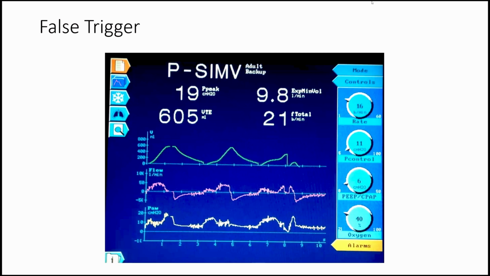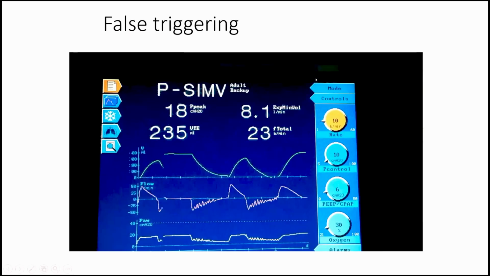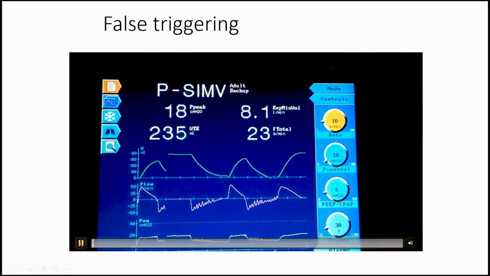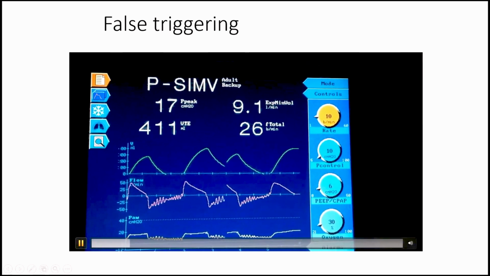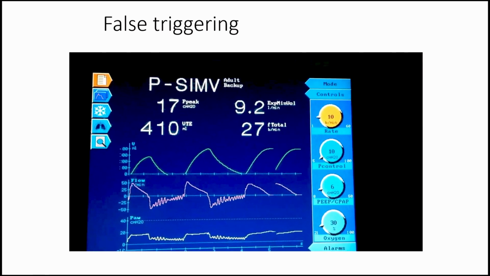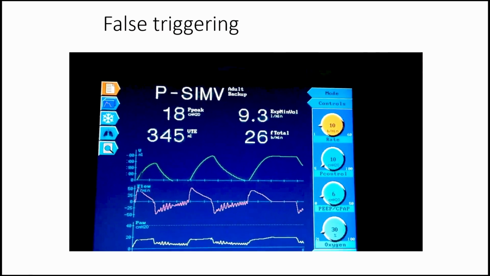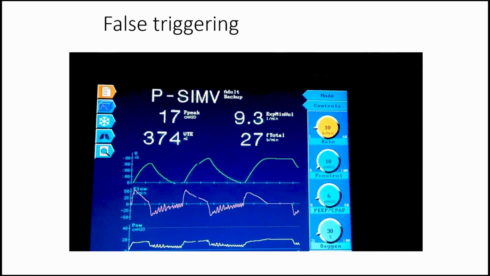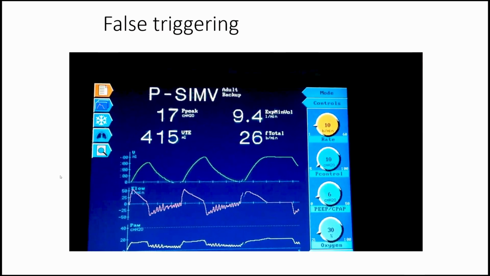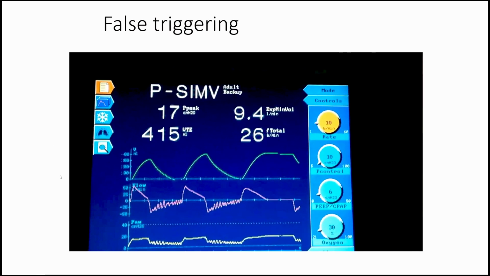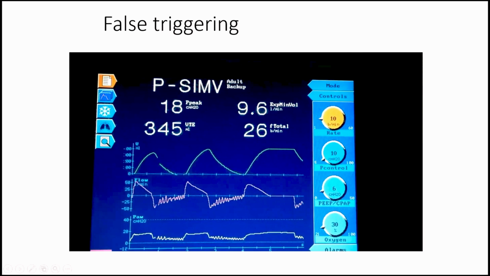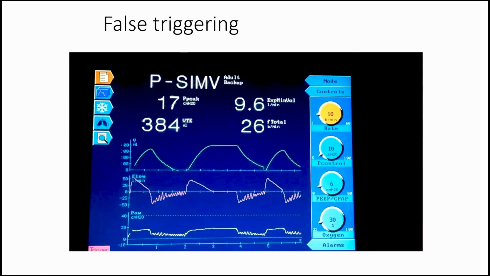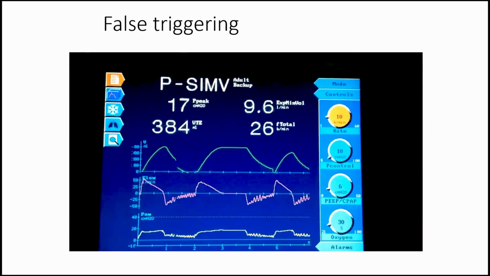And if you look at this, this is actually a real-time motion picture. There is a lot of irregularity in the baseline waveform. What you need to focus on is that the set rate is about 10, and the frequency here is about 26. If you look at the patient and the ventilator, you may see that the patient is actually not taking a breath.